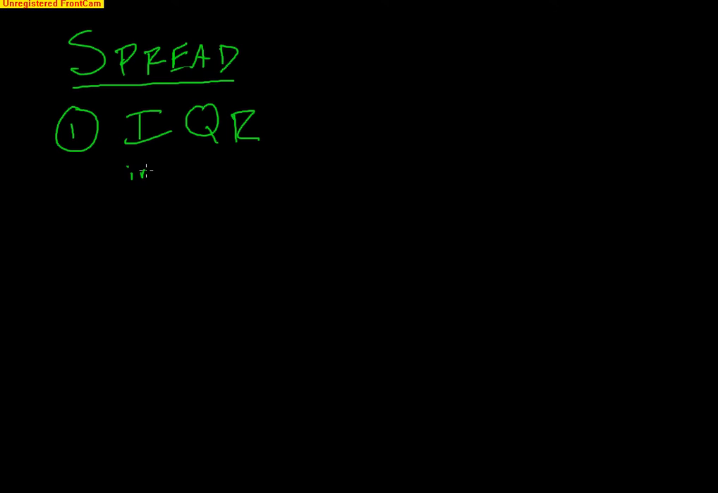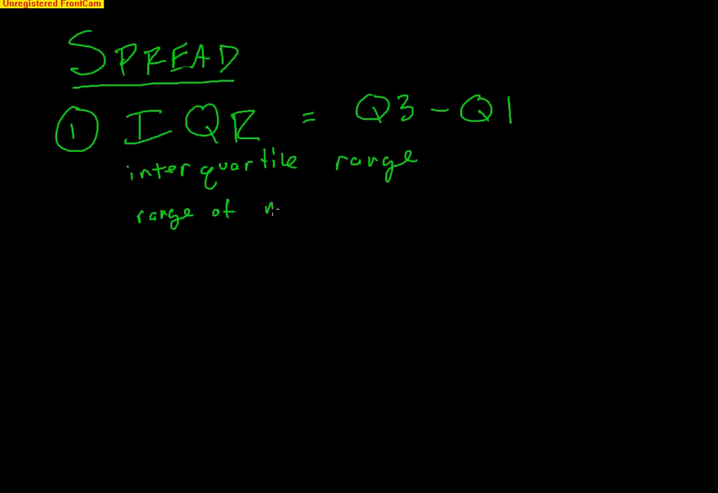It stands for Interquartile Range. And the interquartile range is so easy to find. The formula for the interquartile range is simply your third quartile minus your first quartile. Basically, the interquartile range is the range of the middle 50% of your data.